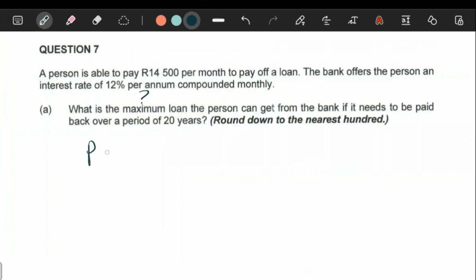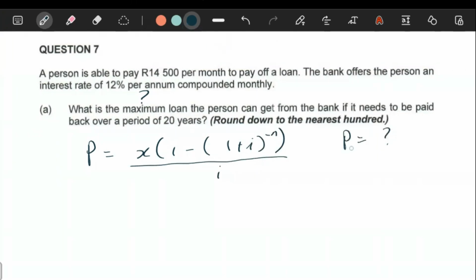So since we're dealing with loans, you have to consider your present value annuities formula, which is also in your formula sheet. So in this situation, P is what you're looking for.